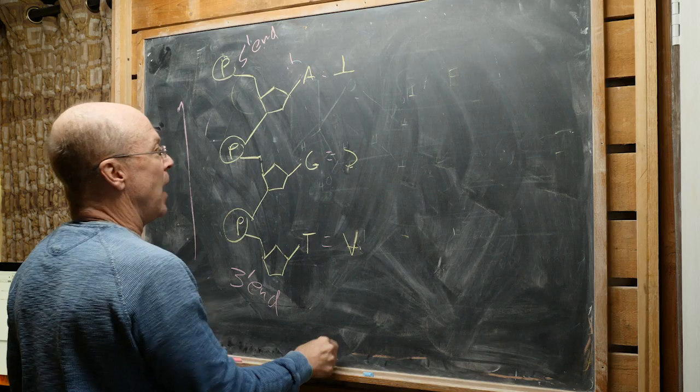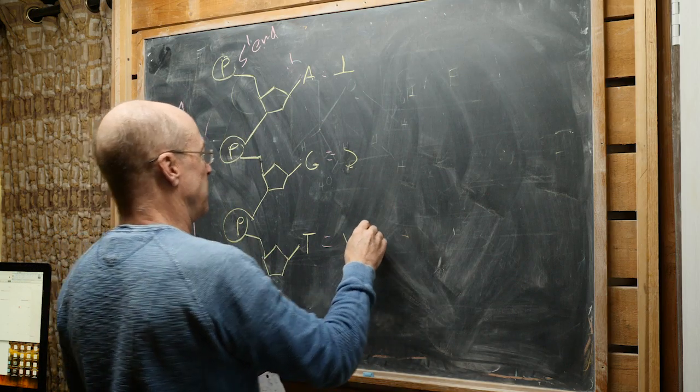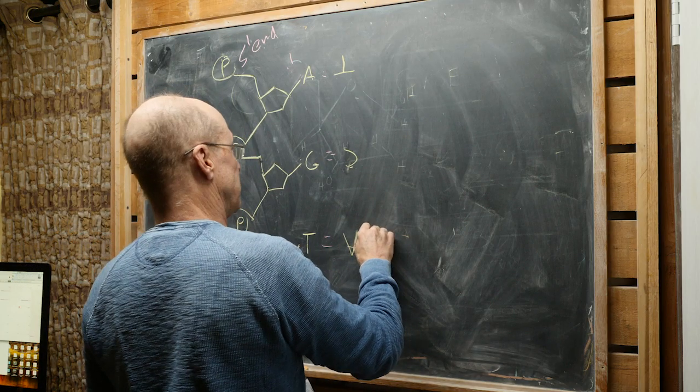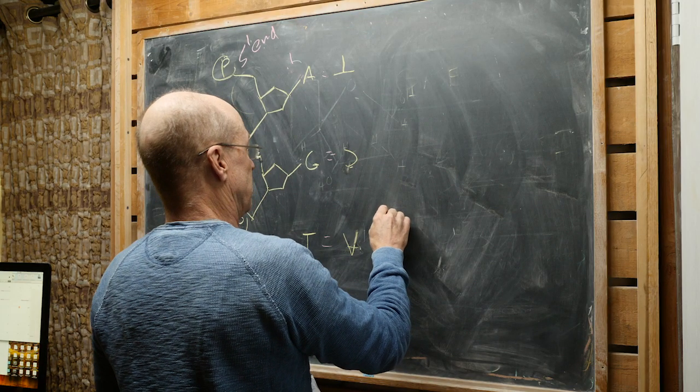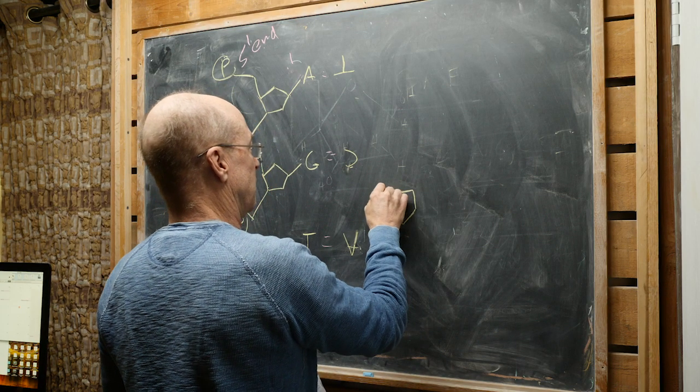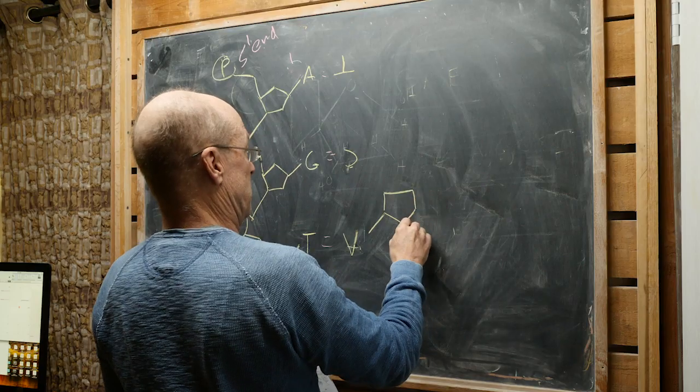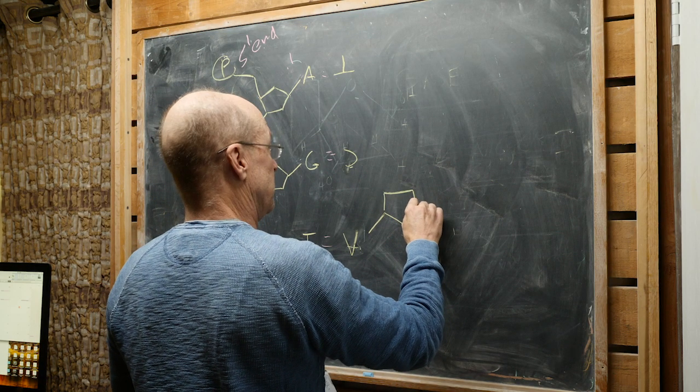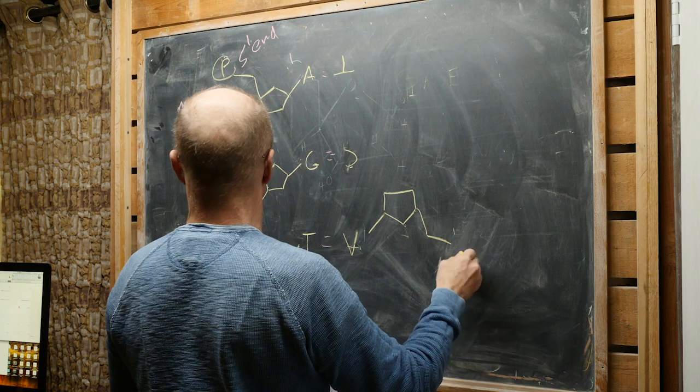And then if we do this thing upside down, this base would come at us like this. And here is our sugar. And here is our phosphate group.